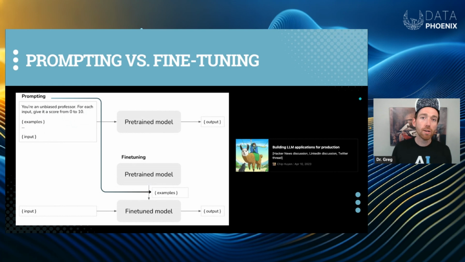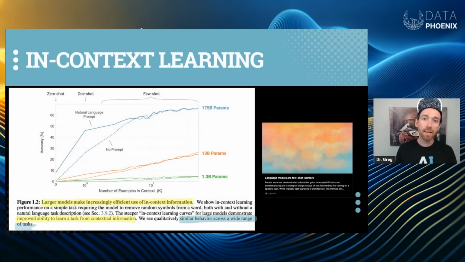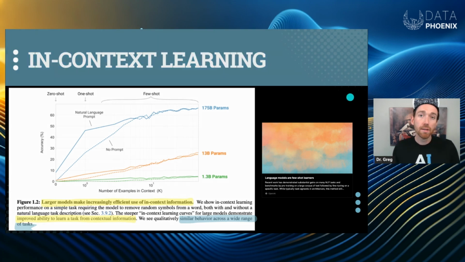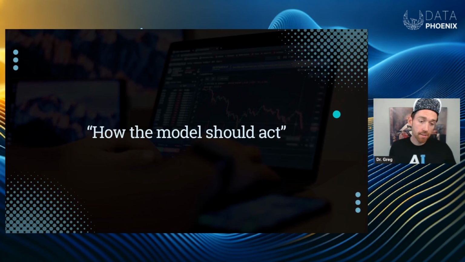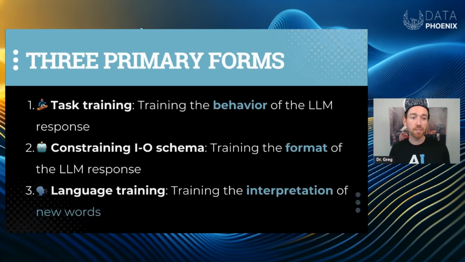In other words, we're piggybacking directly on this idea of in-context learning that fundamentally itself was born out of the ideas of fine-tuning. It's all about how the model should act. There are three primary forms of fine-tuning. One is we can train it for a particular task. Two is we can constrain the input-output schema. And three is that we can actually train it to interpret language in a different pattern than the language it was trained on. We can look at new words and connect them.